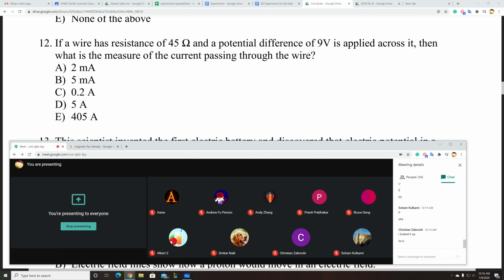The wire has a resistance of 45 ohms and a potential difference of 9 volts is applied across it. What is the measurement of the current passing through the wire?